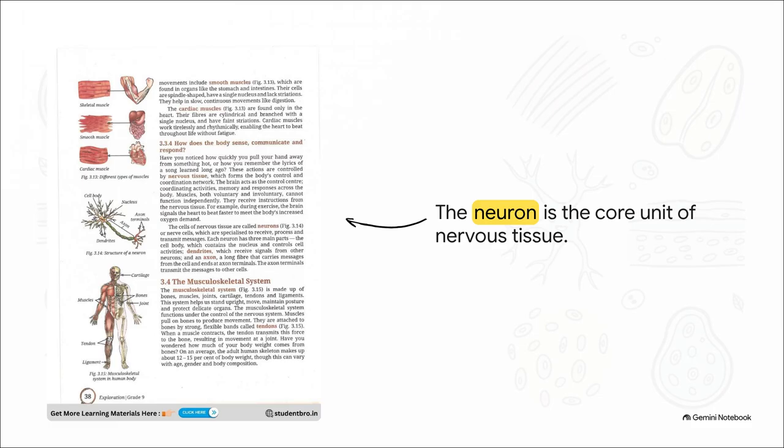The core unit here is the neuron, which is specially designed to receive, process, and transmit messages. It grabs signals through these branch-like dendrites, processes the info in the cell body, and then shoots a rapid electrical impulse down a long fiber called an axon to trigger your muscles to pull away. It's an incredibly sophisticated, high-speed biological wiring system.